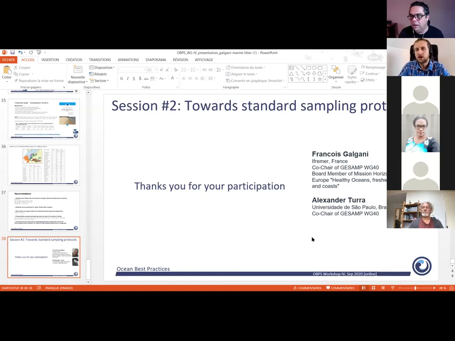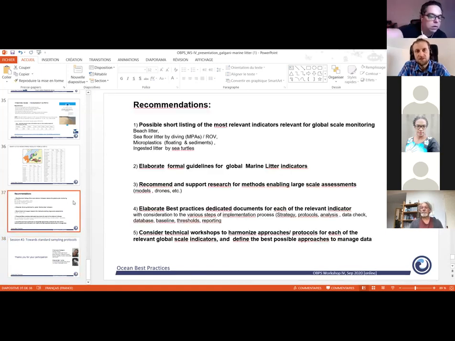So I have a question. If Francois, if you could go back to the last slide of your presentation, or the last but one. This one? Yeah, with the possible short listing of the most relevant indicators. So I was wondering to what extent, when producing such a list, you would weigh the impact of getting data from certain methods or certain compartments versus their feasibility. So for instance, if feasibility of getting beach litter data is the highest, does it also correspond with the impact?